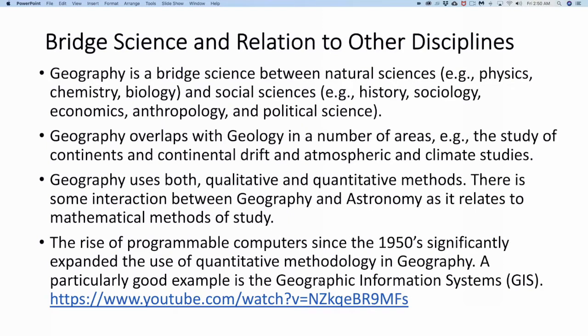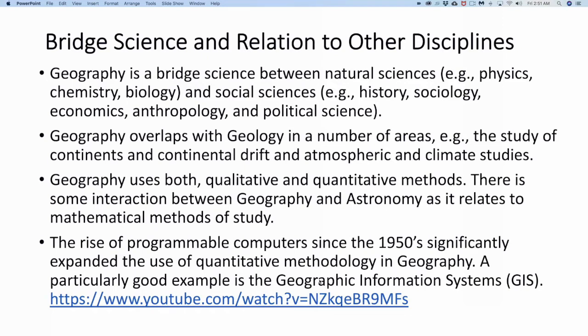Because it contains the elements of both. It has employed scientific methodologies and principles, like in the hard sciences, and it also employs concepts and ideas of softer sciences, like the social sciences. So geography also overlaps with geology in a number of areas. For example, the study of continents and continental drift, and the atmospheric and climatic studies.